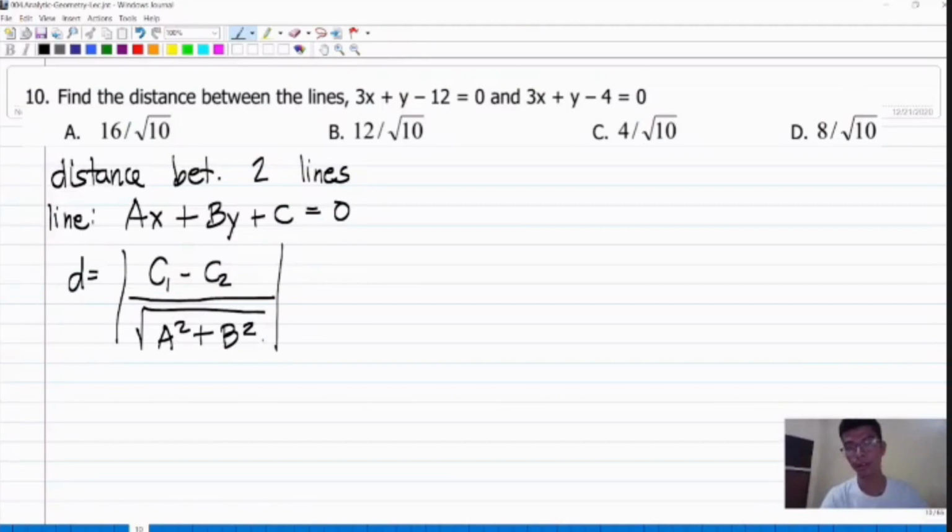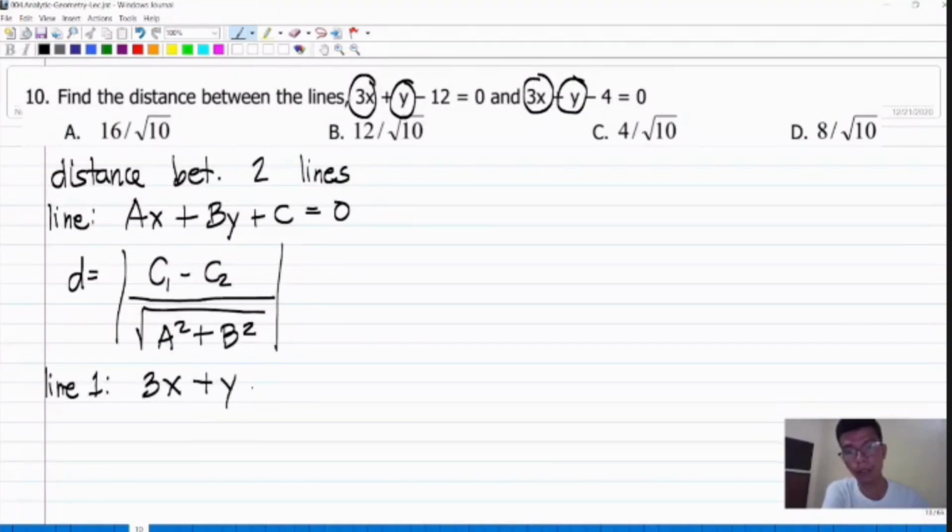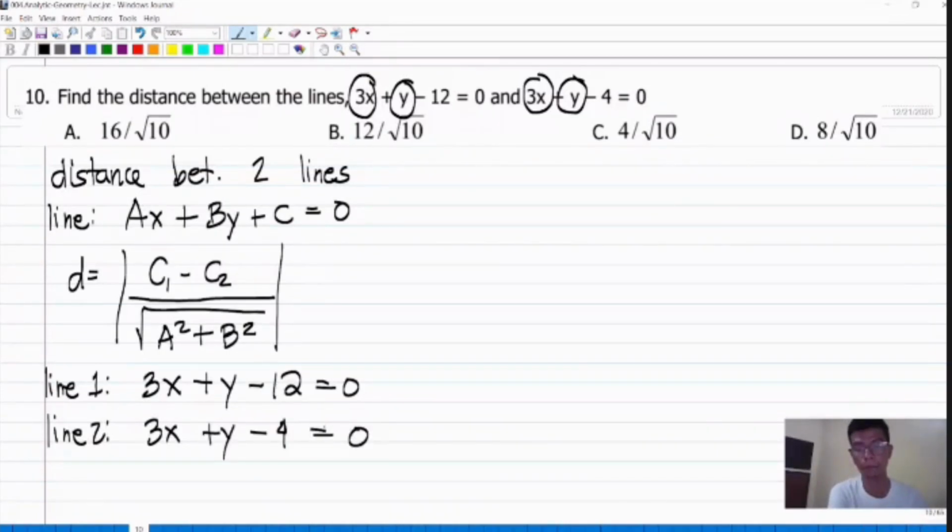Kasi makakakuha lang tayo ng distance between two lines kapag parehas ang coefficient ni x and parehas ang coefficient ni y. And that is what we call parallel lines. Kaya yung A and B ng dalawang lines ay parehas. Ang nagkakaiba lang sa kanila ay yung constant term. So kaya para sa line number 1, ang line natin is 3x plus y minus 12 is equal to 0. And then the line number 2 is 3x plus y minus 4 is equal to 0.